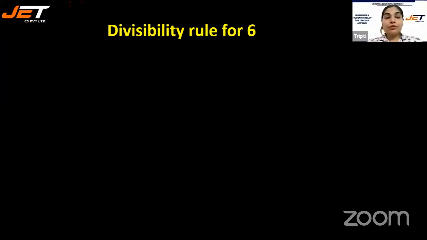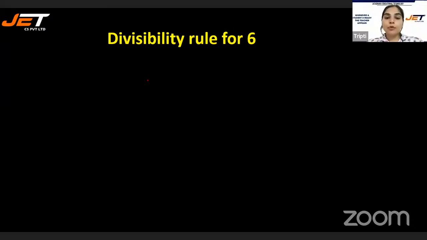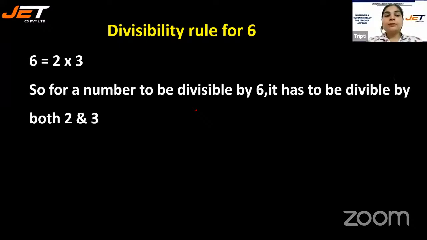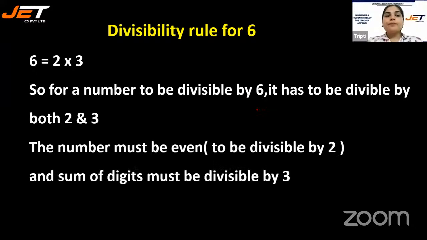Now the divisibility rule of 6 says that you have to check both for 2 and 3. If a number is divisible by both 2 and 3, that means the entire number is divisible by 6. So for a number to be divisible by 6, it has to be divisible by both 2 and 3.